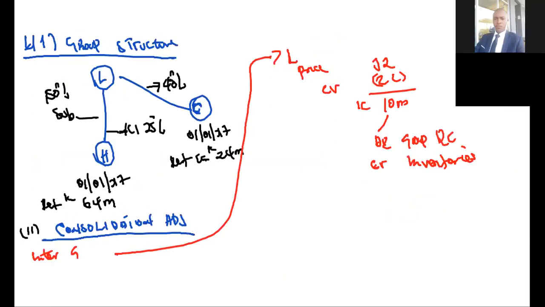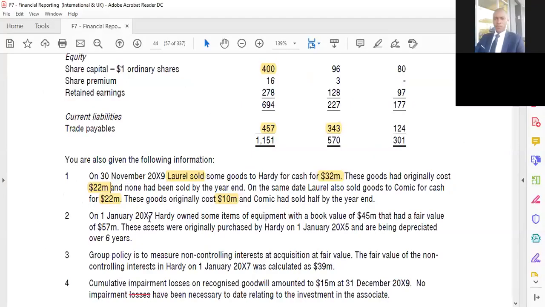This thing did not just end here. This guy went further. He also sold to the associate. Now, when the parent sells to the associate, the treatment is a bit different. See, we've been told on the same data, this guy sold to the associate goods worth 22 million. But these goods originally cost how much? 10 million.